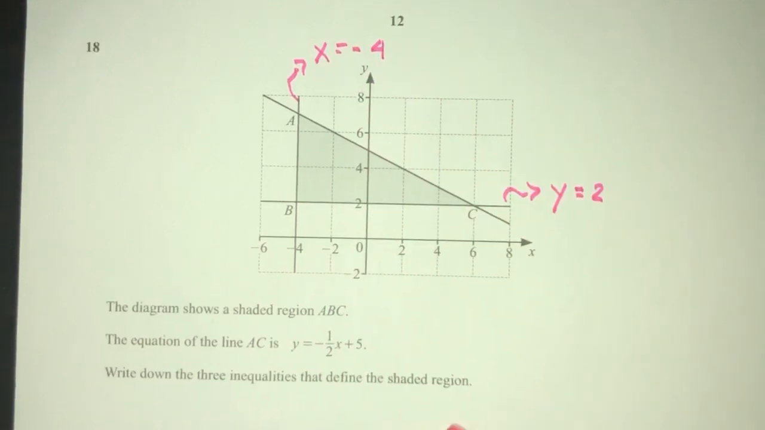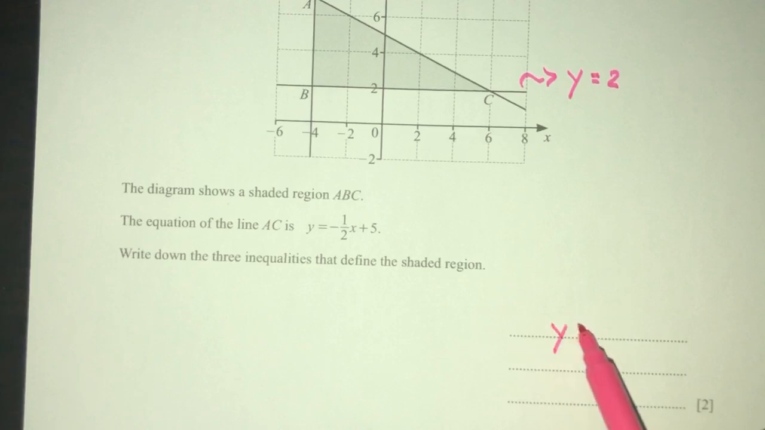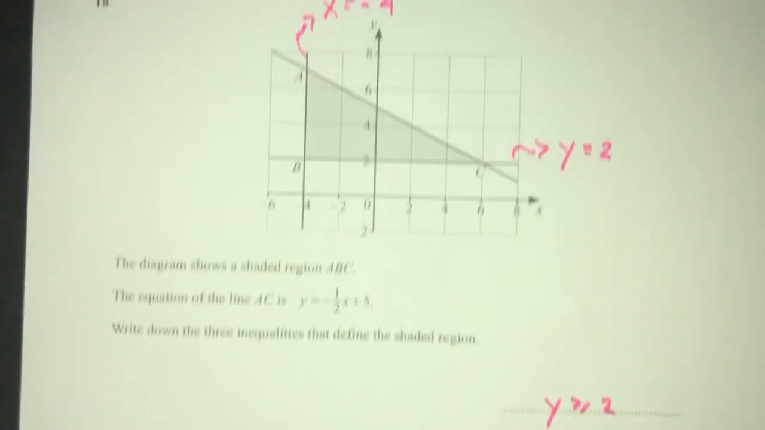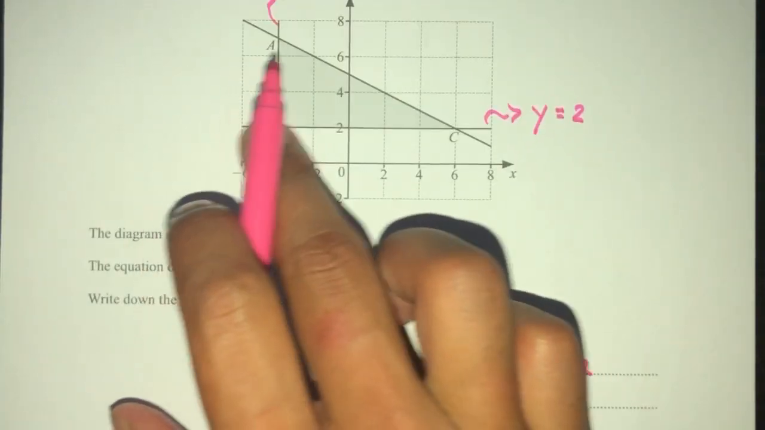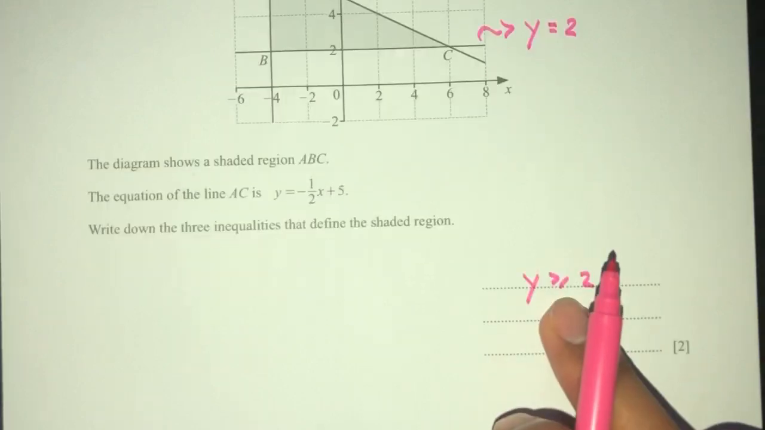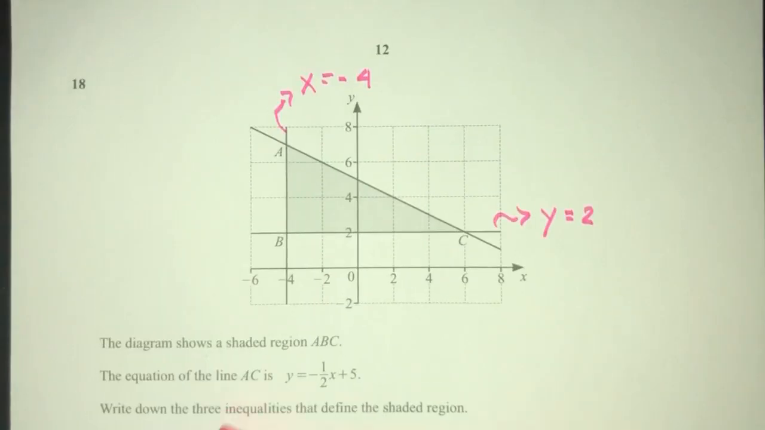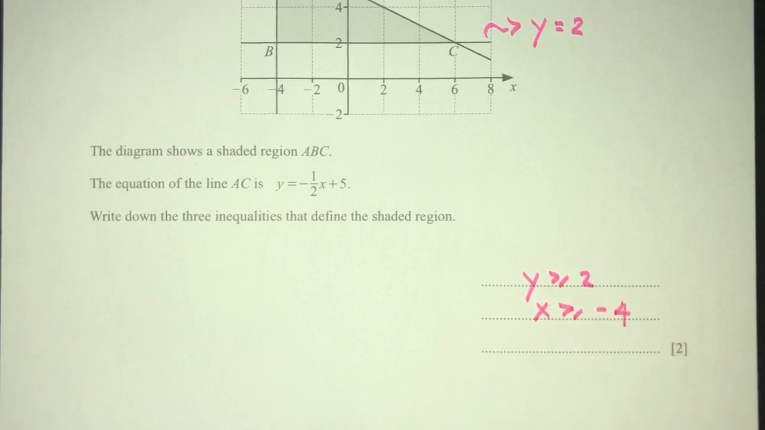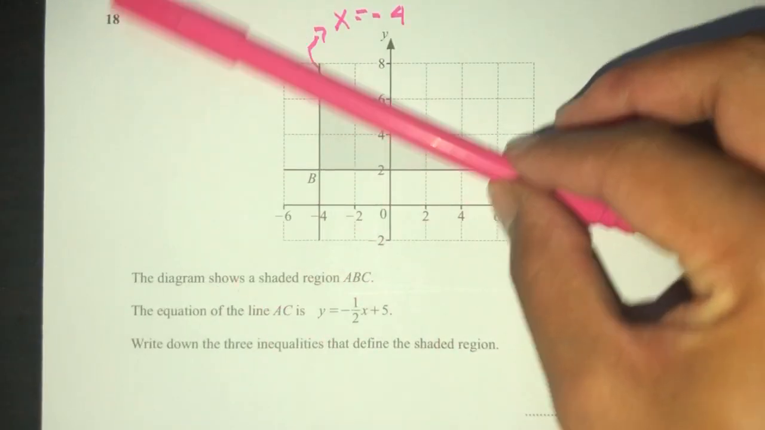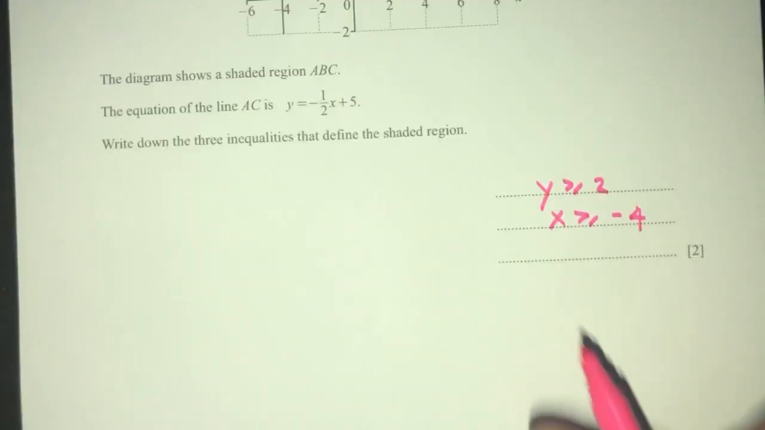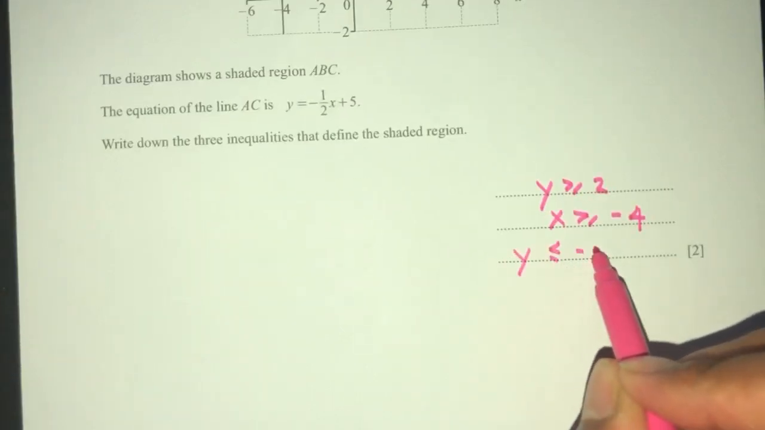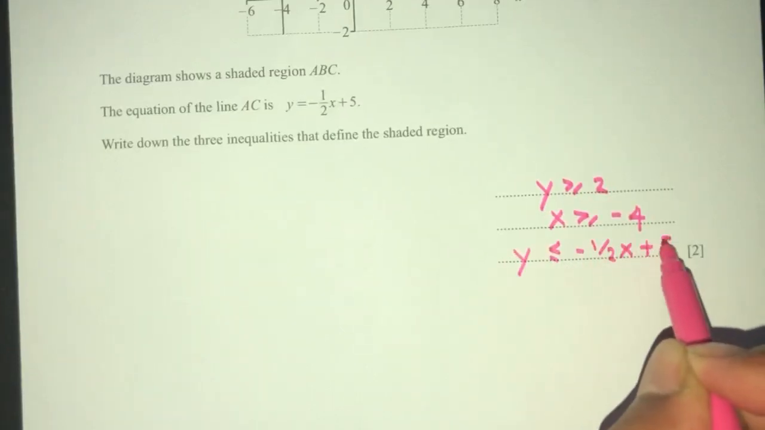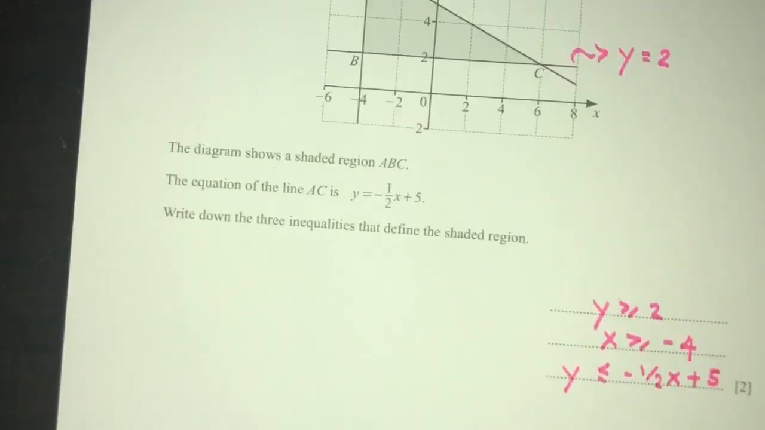So y has to be more than this, so we will say y has to be more or equal to 2. You can write equal to because the line is not broken here. It is a solid line. And then for this one, x has to be over here, so you can write x has to be more or equal to minus 4. And finally, y has to be below this one. This one is AC, so y has to be less or equal to minus half x plus 5. Here you go for this one. That was question number 18.